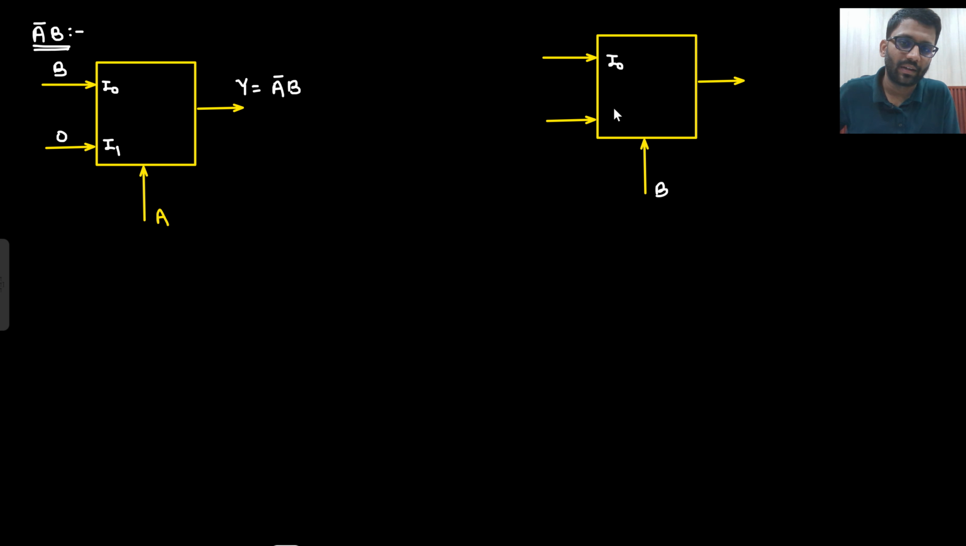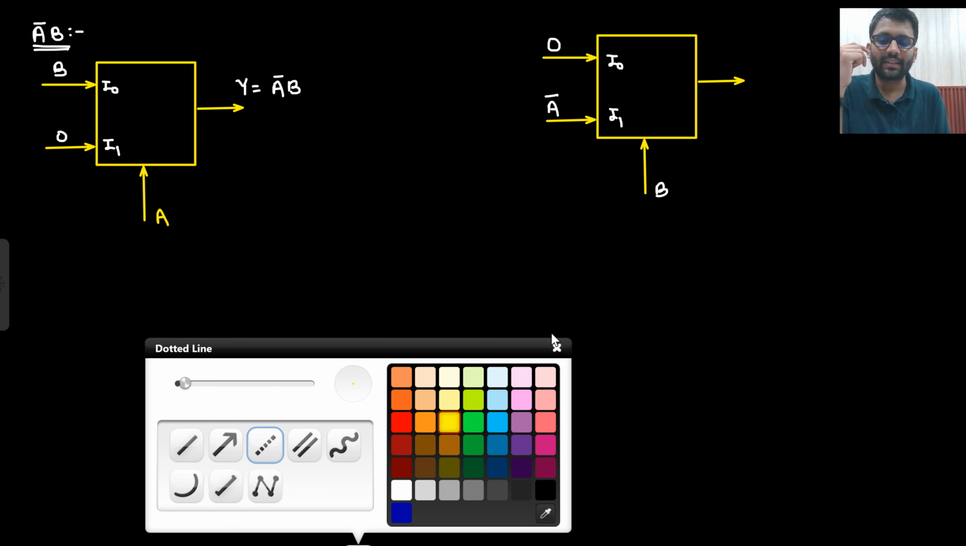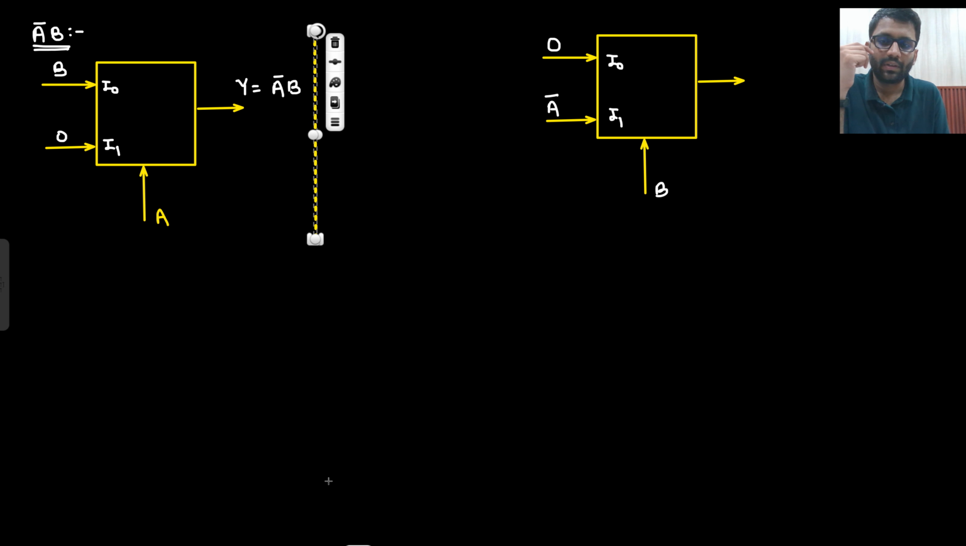So the select line is B now. This is I naught and this is I1. So if B is coming, I need A bar. And if B bar is coming, I would need A. So is that the correct answer? No. Here, did you use any inverter? No. You had A available, you had B available, and certainly 0 will be available.